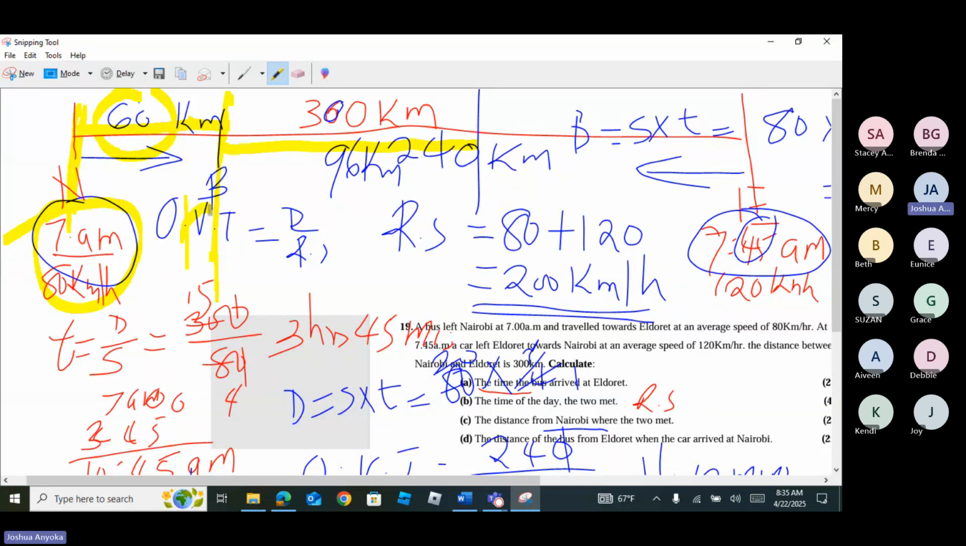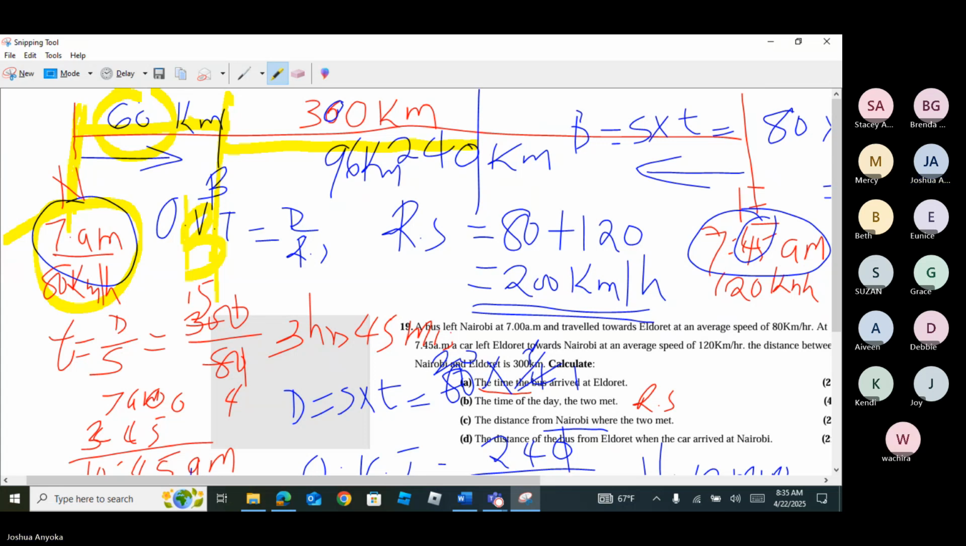Now the bus is somewhere here, 60 kilometers from Nairobi. A car will start moving at 7:45. Then it will move directly to Nairobi. How do you find the time?